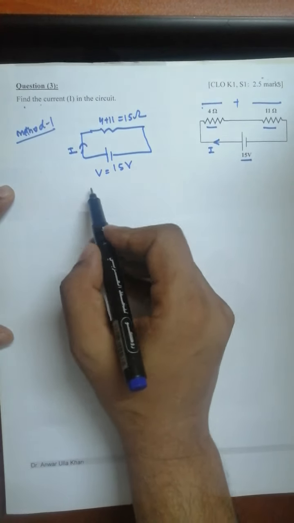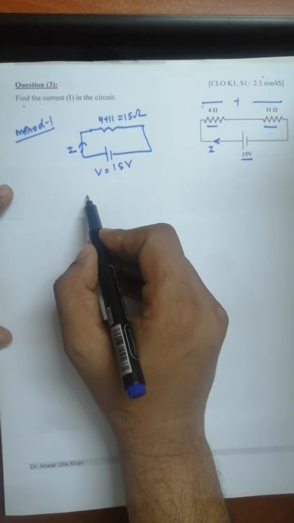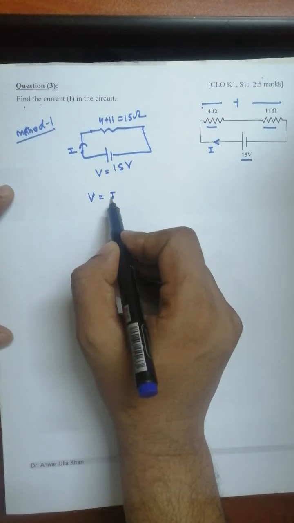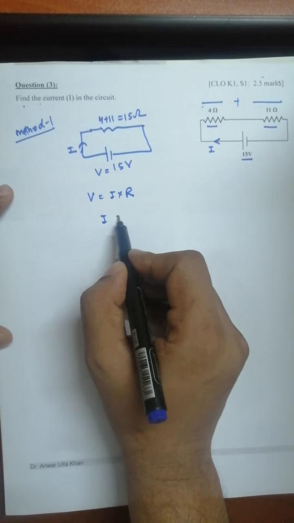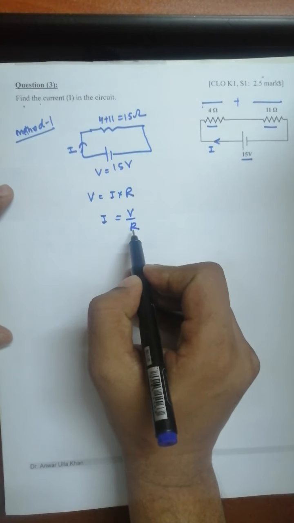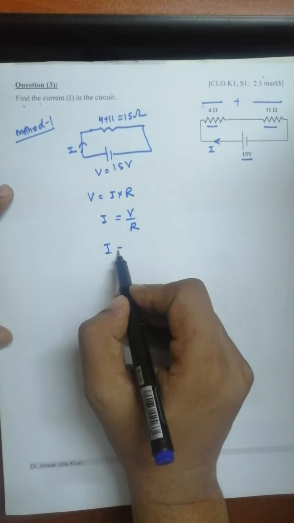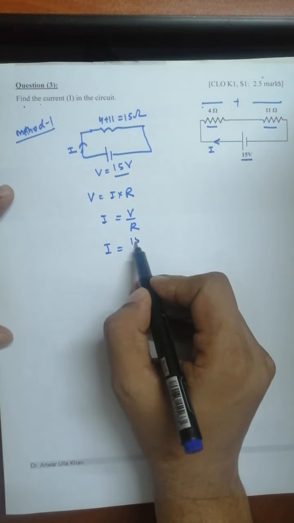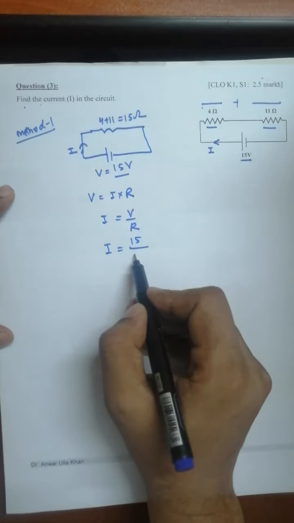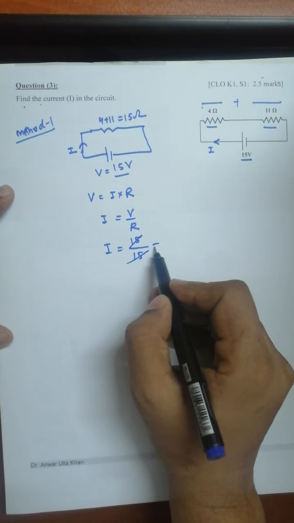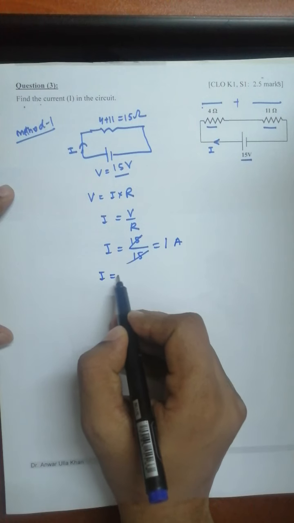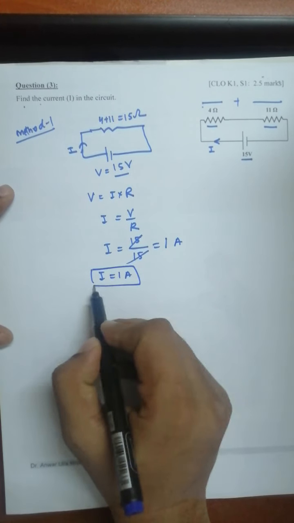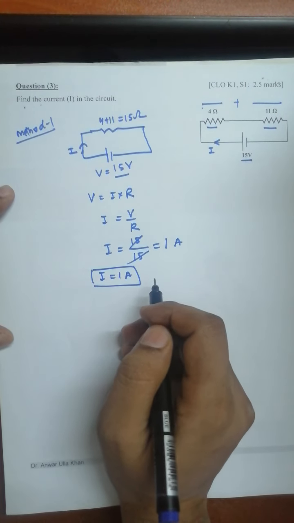According to Ohm's law, V is equal to I multiplied by R, or I is equal to V divided by R. So what is V? V is 15, and what is R? R is also 15, and you just cancel out, it is 1. So the answer will be 1 ampere. So I will be 1 ampere. This is your method 1.